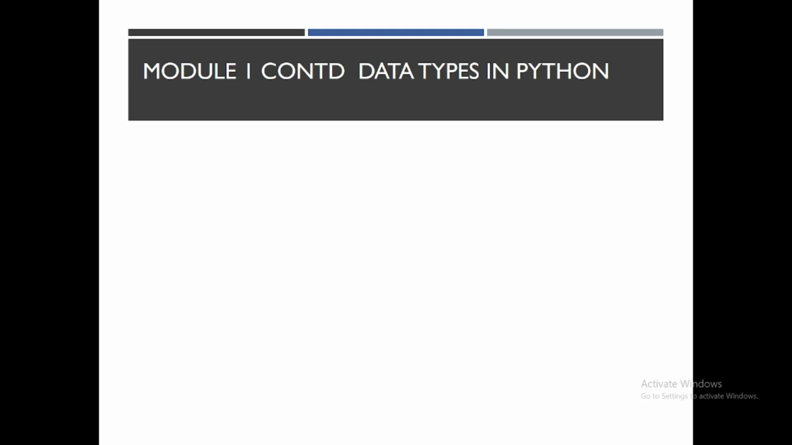So what is a data type? A data type is a classification or categorization that tells the Python interpreter the kind of value a variable holds, whether it is a number or a text or a list or boolean data.